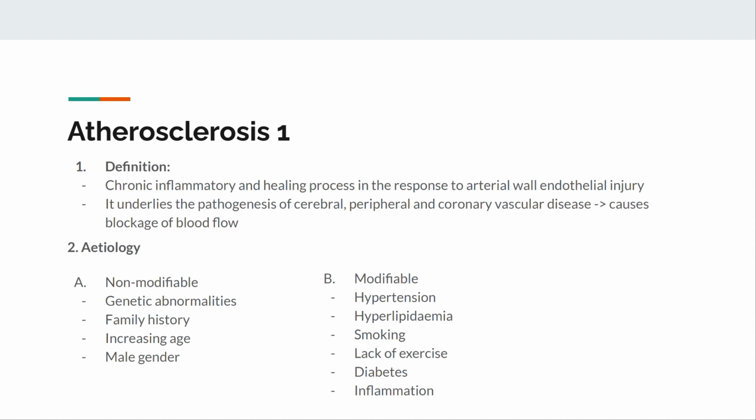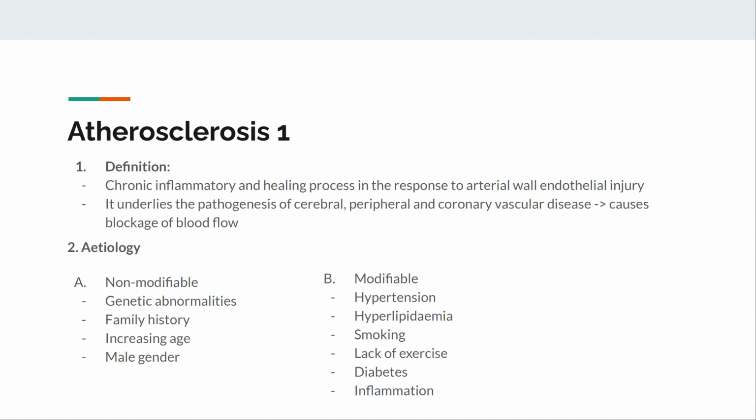And really, atherosclerosis is the key pathology that underlies much of the pathogenesis of cerebral, peripheral, and coronary vascular disease. In a nutshell, it causes blockage of blood flow. And we'll talk about how it does that in a moment. But atherosclerosis, when you think of that, think of blockage of blood flow.